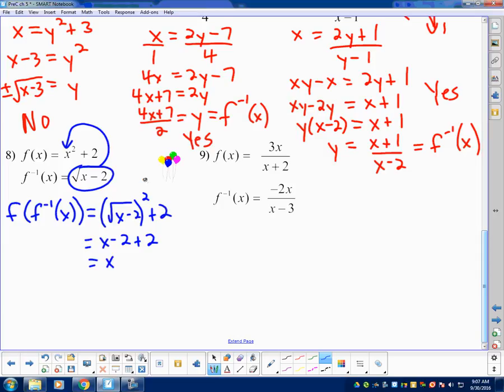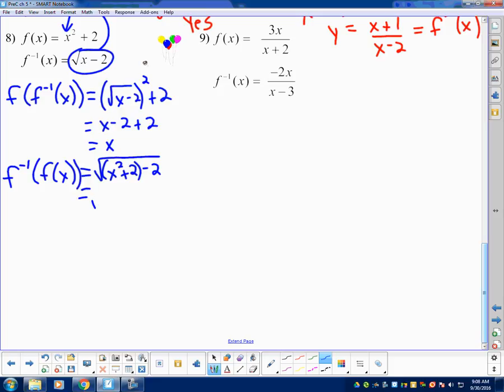I don't get to cheer yet, because we also have to show f inverse of f of x also equals x. So that's going the other direction. So that means taking square root of, and then we plug in x squared plus 2 minus 2, and show that that equals x as well. So we got square root of x squared plus 2 minus 2 is square root of x squared.